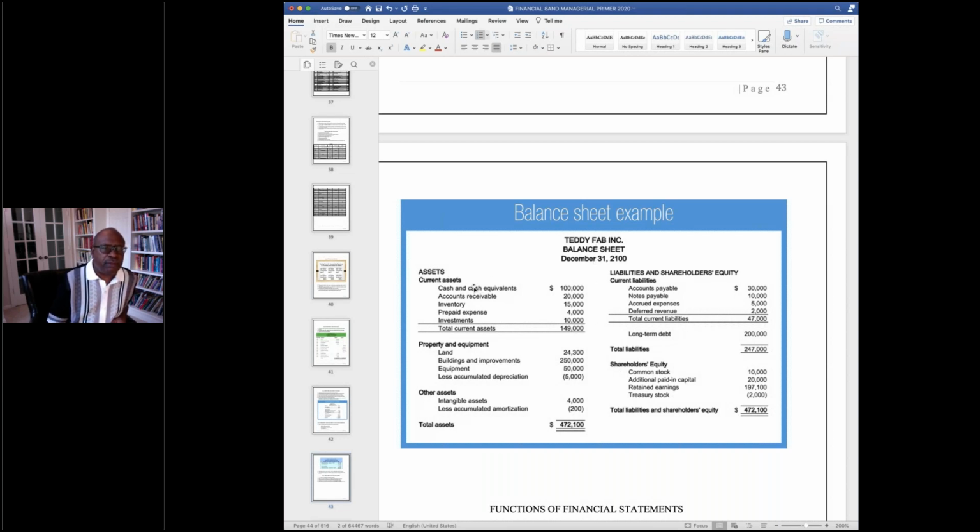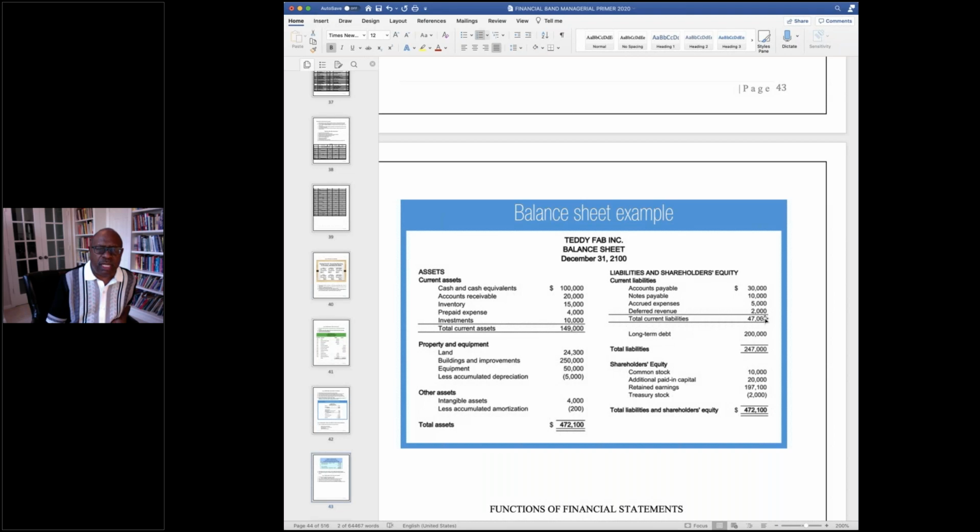Teddy Fab Inc. It has its current assets, cash, receivables, inventory, total current assets. It has its property, plant, and equipment. It has its other assets, total assets, 472,100. So this is an example of how a comprehensive balance sheet looks. We won't work with one this comprehensive in this chapter, but this shows what it looks like. Liabilities, we add them together.